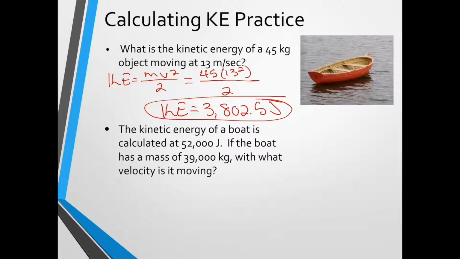Now the next one is a little bit tricky because we're not looking for kinetic energy. Instead, this time we're looking for velocity. So the kinetic energy of a boat is calculated at 52,000 joules. If the boat has a mass of 39,000 kilograms, with what velocity is it moving? So using the equation above, we need to find a way to get velocity by itself.